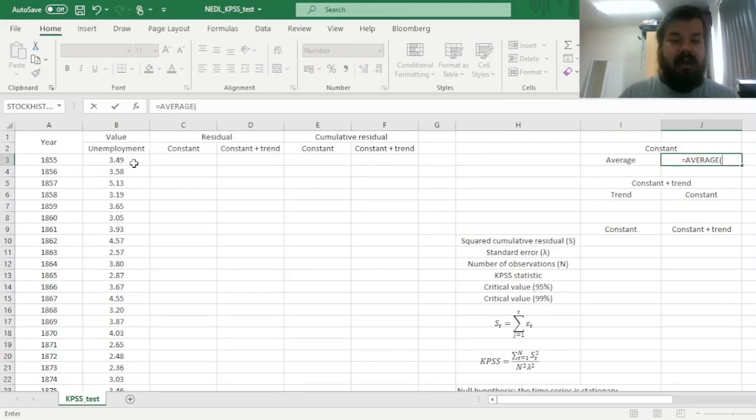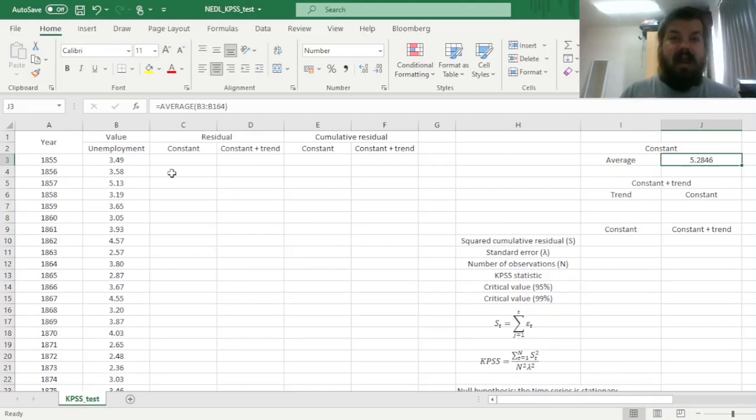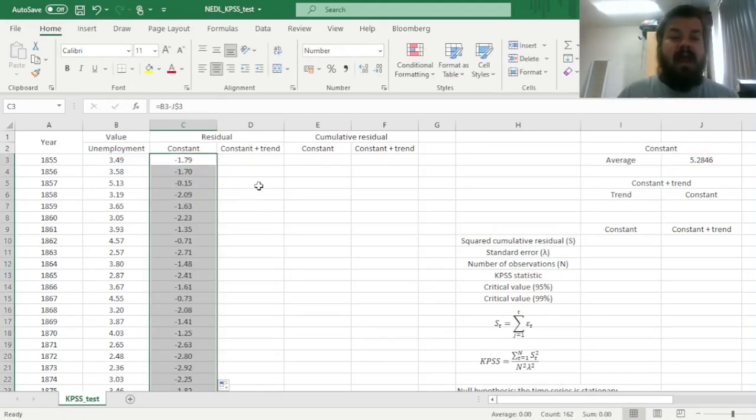We can just apply the average function to the whole array of unemployment figures and see that the average unemployment across the years is roughly 5.28%. And then the residual in the constant specification would just be the unemployment in a particular year minus the average unemployment throughout the sample. And we can lock the row here. And then we double click it all the way down and get our residuals over here.